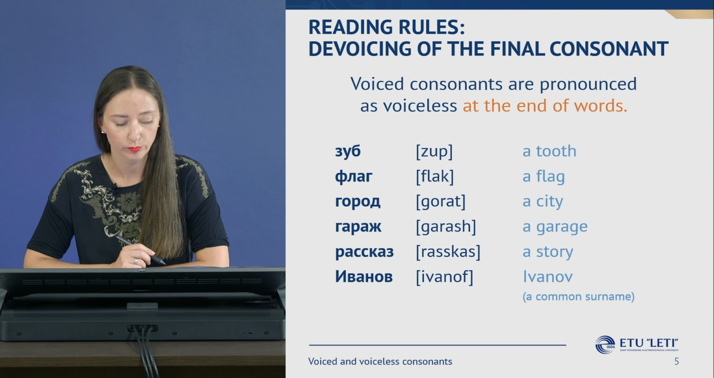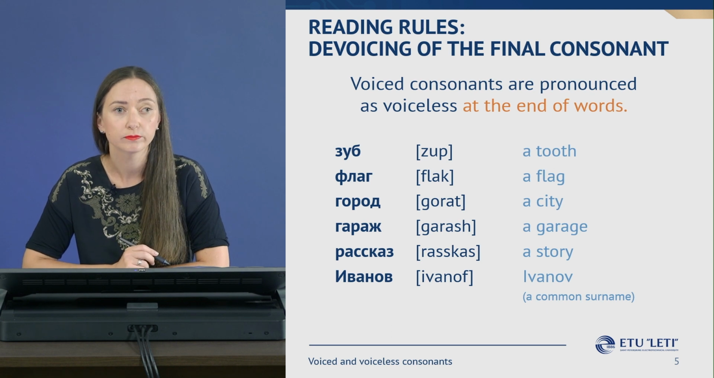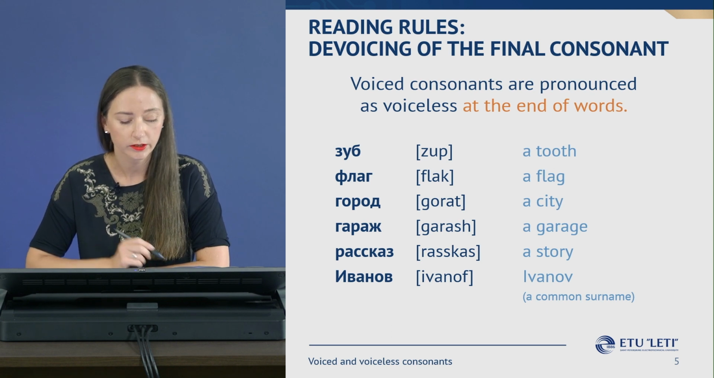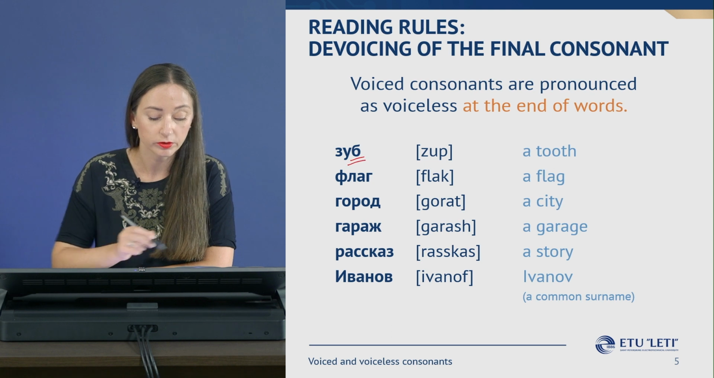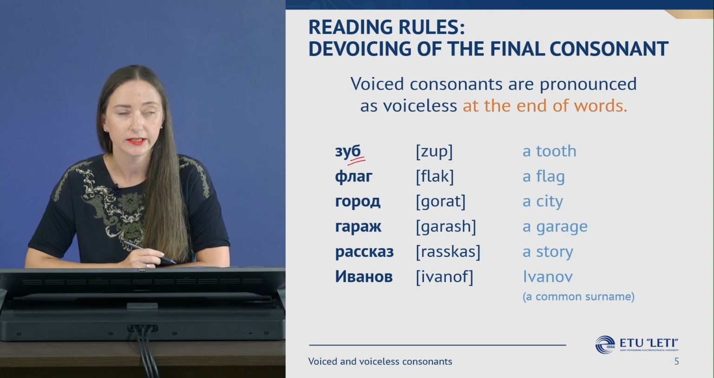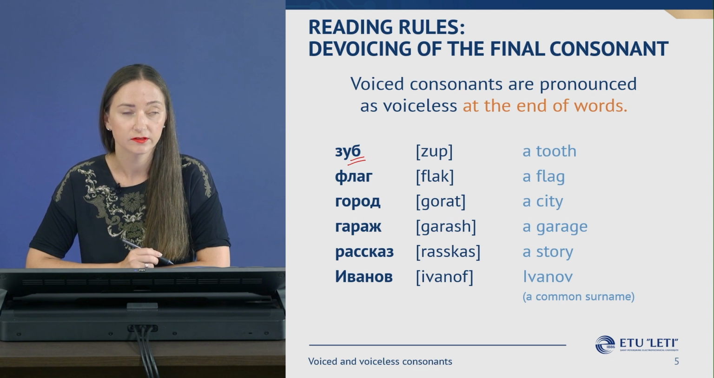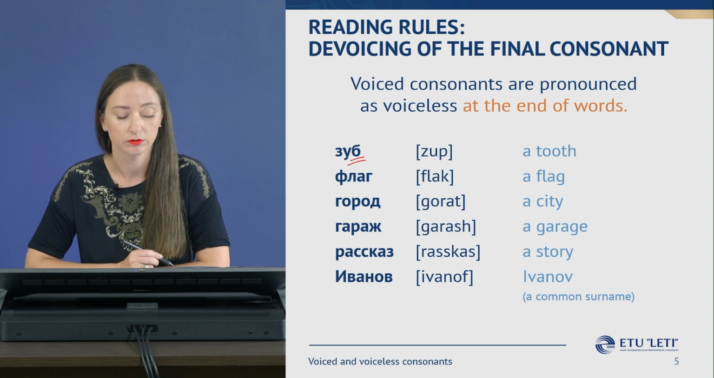Let's study the examples. Zub. You hear what I'm saying? So you see this b is voiced, but it's at the end of a word. So I pronounce this b as p. Zub, zub.